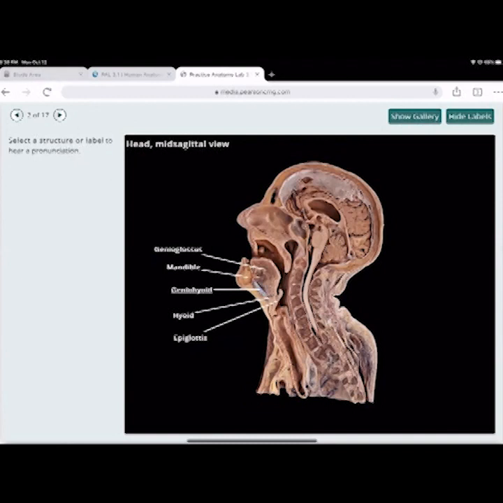You see that little extension sitting right up there. And this is your trachea right here. And this collapsed tube is your esophagus, which runs right there.